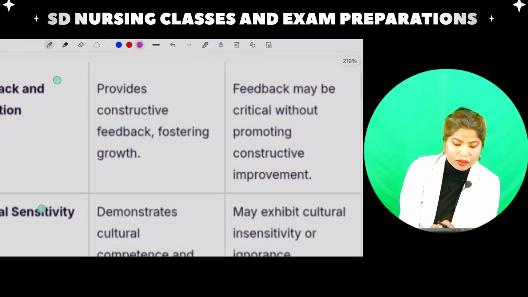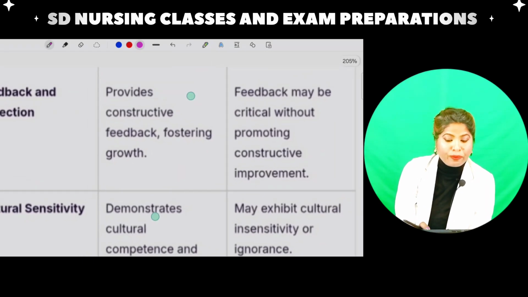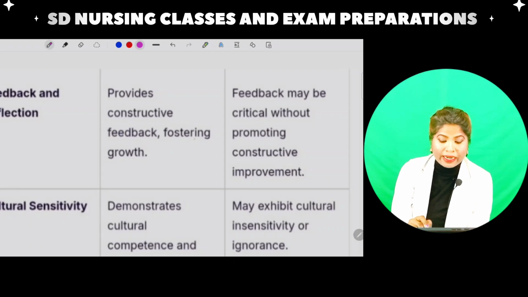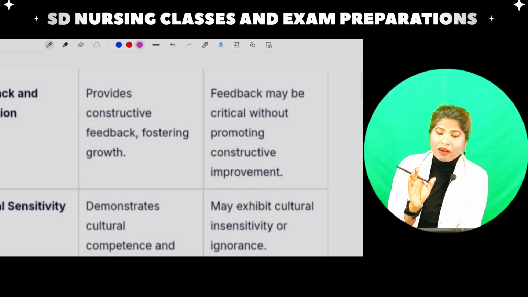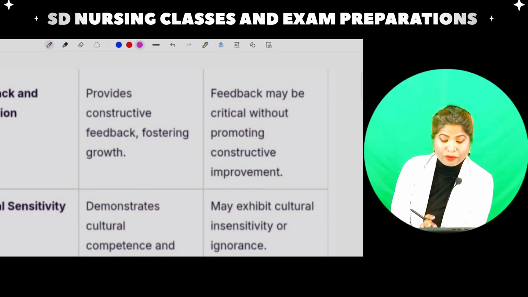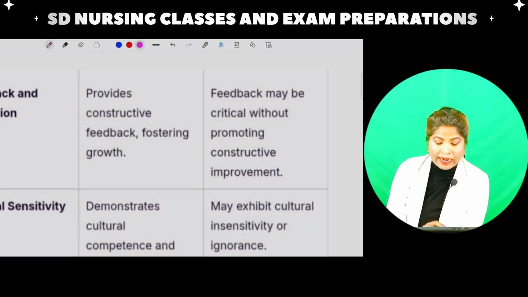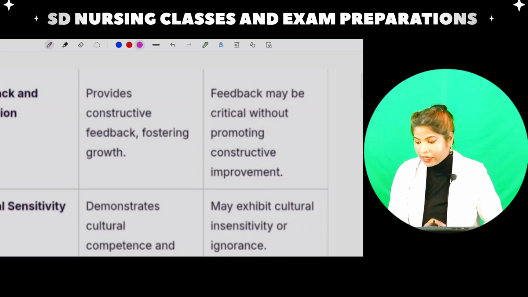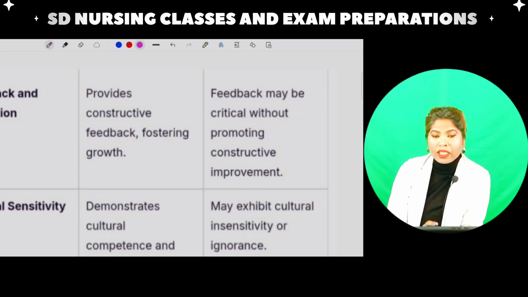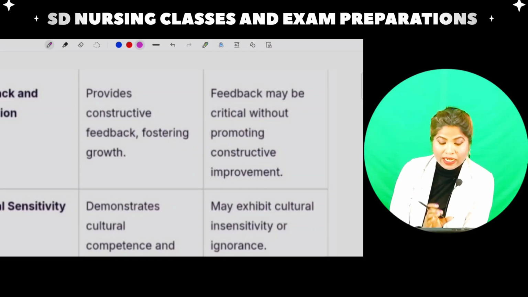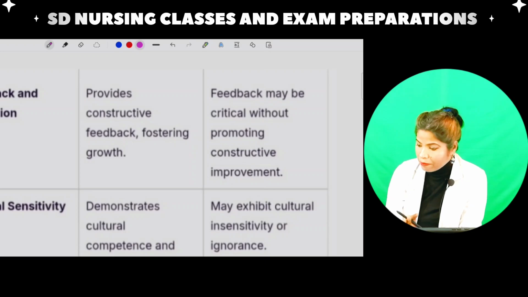Yes. Then last is what? Feedback and reflections. What is your feedback? Feedback provides constructive feedback and fosters growth. Yes, in therapeutic communication, we provide constructive feedback and foster growth. It means we are understanding the patient and accordingly we are giving treatment to the patient and everything, and the feedback is really very constructive. The patient is very satisfied about your behavior, your communication, your work, your goal, what you have done with the patient. He is totally satisfied. But here what happened?